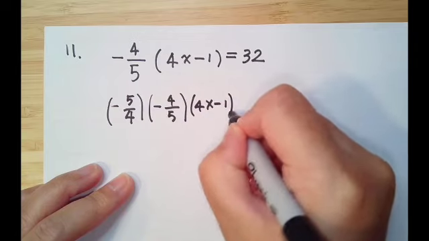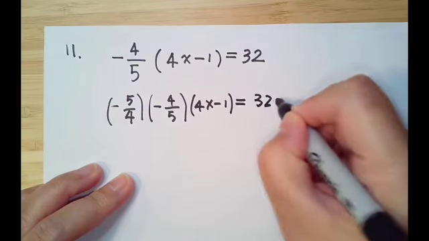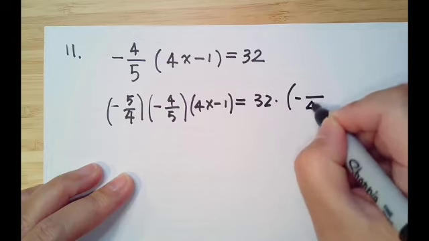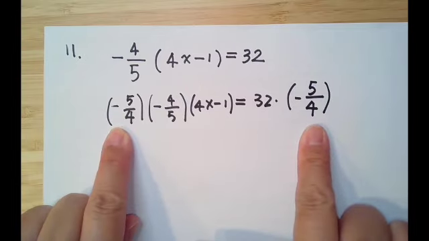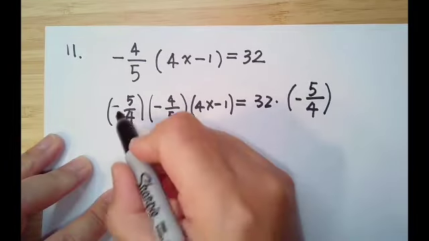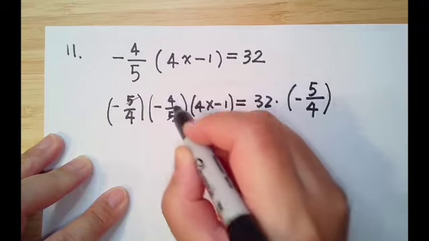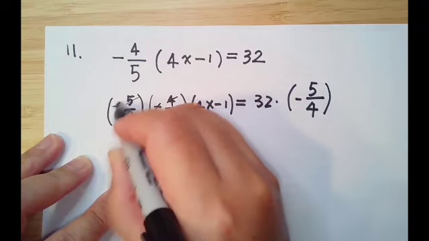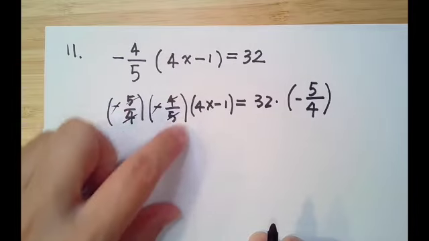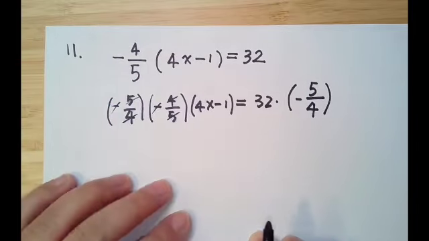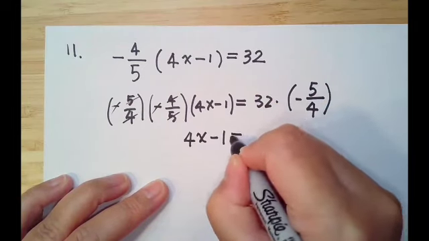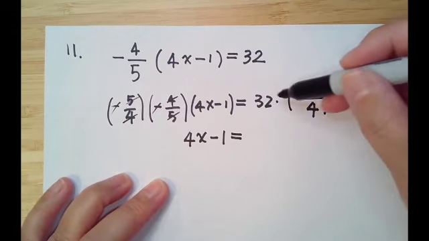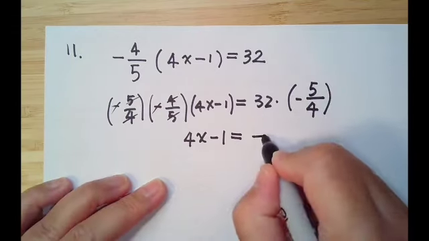4x minus 1, and the right side is a 32 times negative 5/4. Okay, so we multiply by negative 5/4 on both sides. Perfect. I know this is gone, this is gone, and this is gone. See? So this part becomes 1. So 1 times anything is just that itself. So we have a 4x minus 1 equals, let's see what's the right side. 32, it's a negative. I'm going to get a negative number.